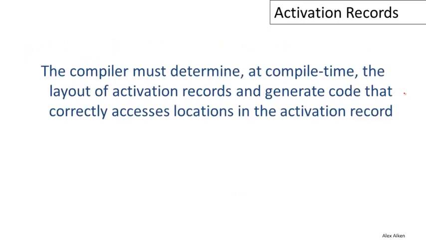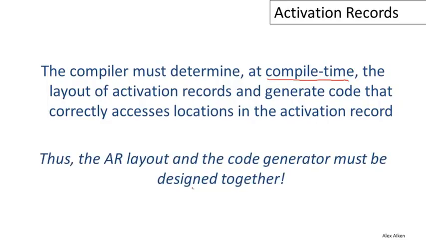Finally, to sum up our discussion of activations and activation records, the issue is that the compiler has to determine at compile time, okay, so this happens statically, the layout of the activation record, and it also has to generate code that correctly accesses the locations in that activation record. And what does this mean? This means that the activation record layout and the code generator have to be designed together, okay? So you can't just design your code generator and then figure out later what your activation record layout is going to be, or vice versa. These two things need to be designed together because they depend on each other.